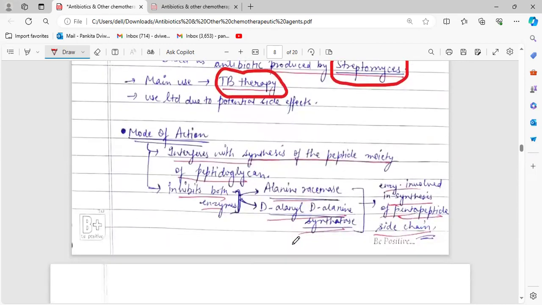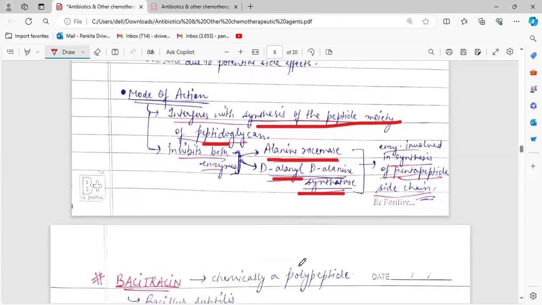The mode of action of cycloserine is that it interferes with the synthesis of the peptide moiety of the peptidoglycan, and both the enzymes that are involved in the pentapeptide side chain formation, alanine racemase and D-alanyl-D-alanine synthetase, are inhibited by cycloserine. So due to this, the pentapeptide moiety of peptidoglycan is not formed, and the cell wall formation is inhibited.